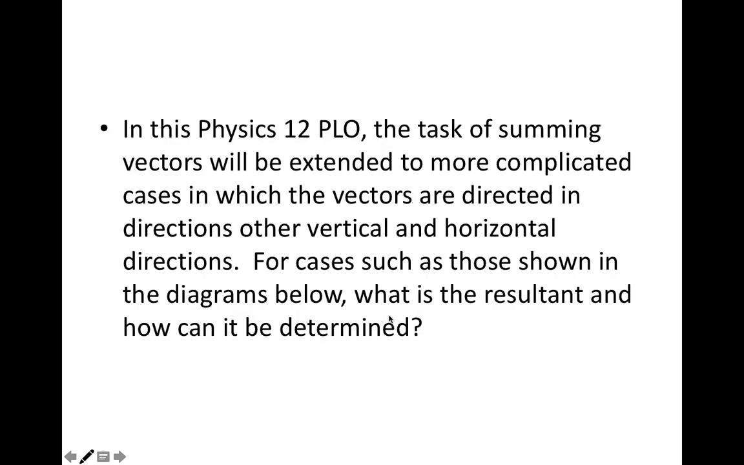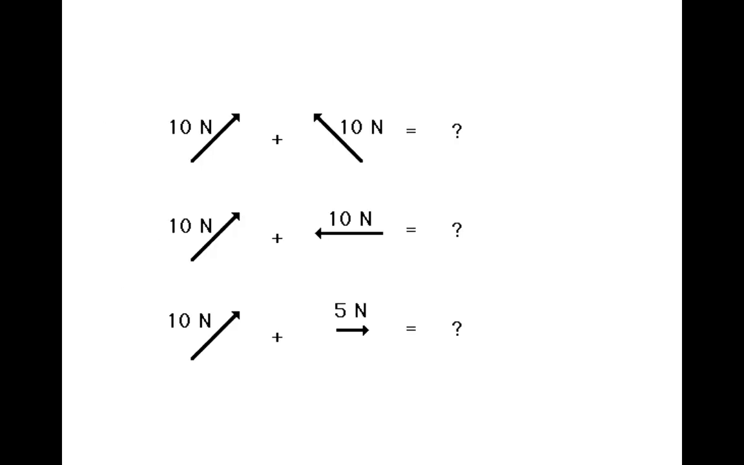In this Physics 12 course, the task of summing vectors will be extended to more complicated cases in which the vectors are directed in directions other than the vertical and horizontal directions. For cases such as those shown in the diagrams below, what is the resultant and how can it be determined? So we will start looking at cases where we are going to add vectors that are not all along the same axis of travel. And so they may be at angles to one another. Like this vector is pointed northeast, and this one is pointed northwest. How would you add them together? So we are going to start looking at cases like this.